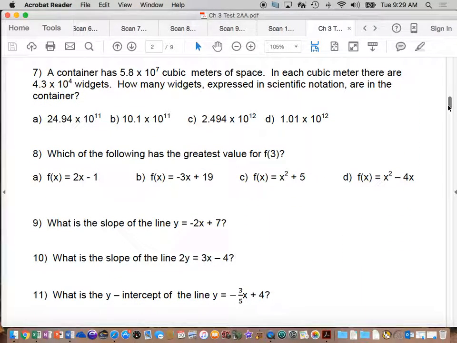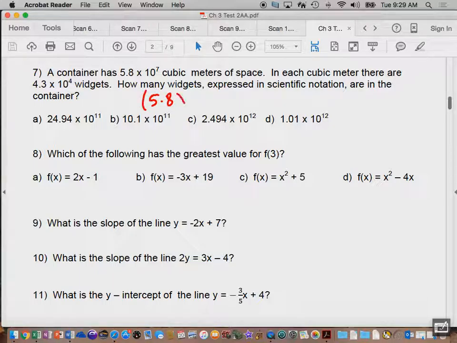a container has 5.8 times 10 to the 7th cubic meters of space. In each cubic meter of space, there are 4.3 times 10 to the 4th widgets. How many widgets expressed in scientific notation? Now, again, I don't like this scientific notation stuff, so let's change it to regular numbers. A container has 5 cubic meters, and there's 4 widgets in each. If you have 5 cubic meters and there's 4 widgets in each, how many do you have altogether? 20. What did you do with the 5 and the 4 to get to 20? Multiply. So that's what I'm going to do here.